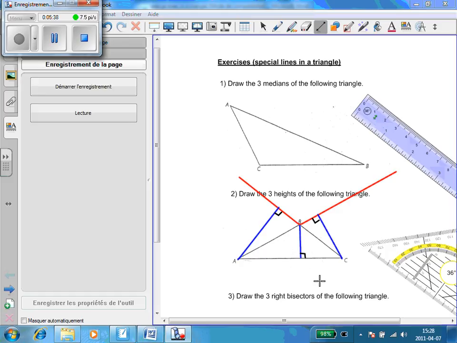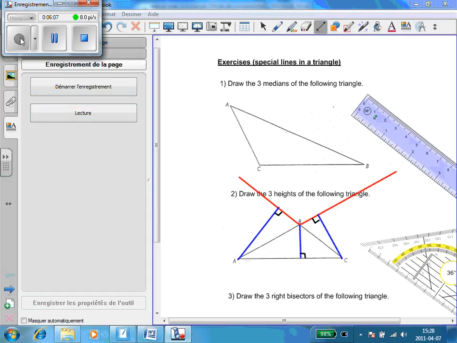Do you know how we call the point of intersection of three heights? It's the orthocenter. Now, do you think the orthocenter is going to be inside the triangle or outside? Well, it's going to be outside, and if we want to see it, we're going to need to extend the heights. So let's do that now.